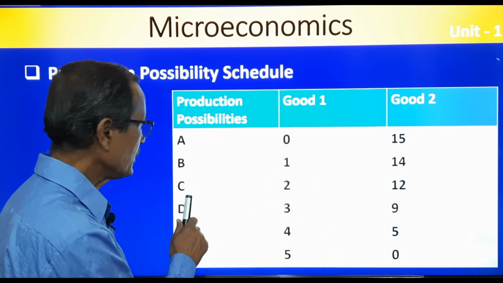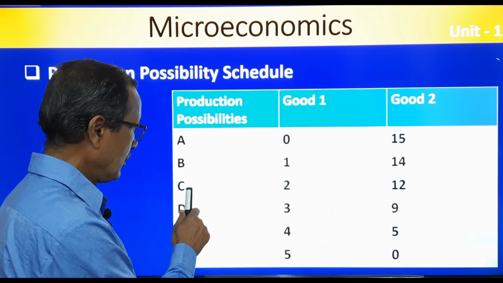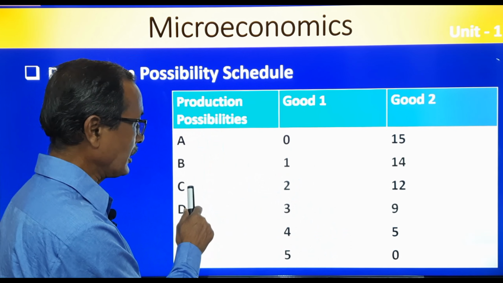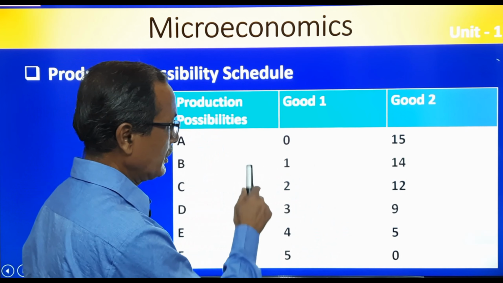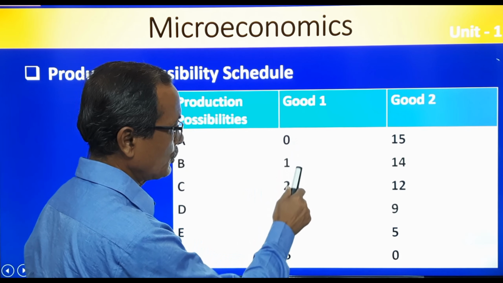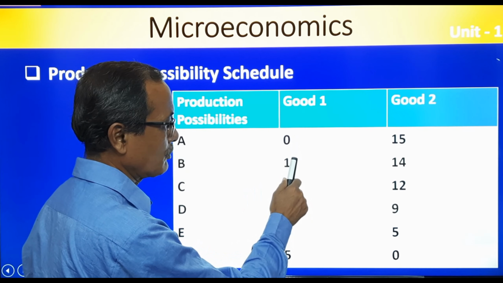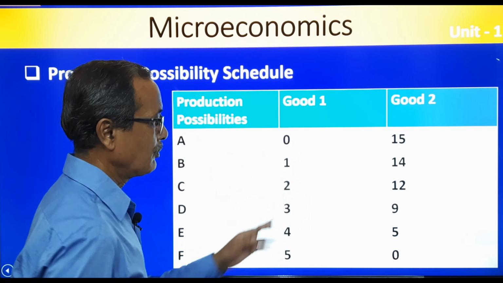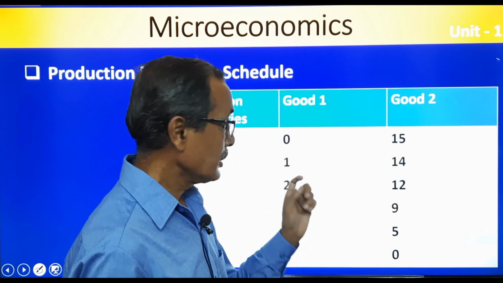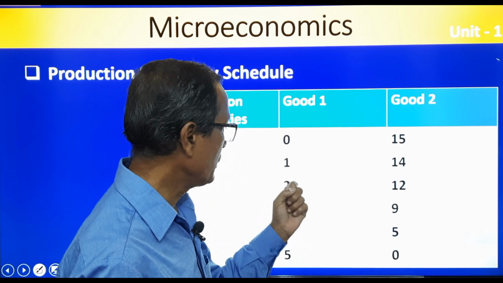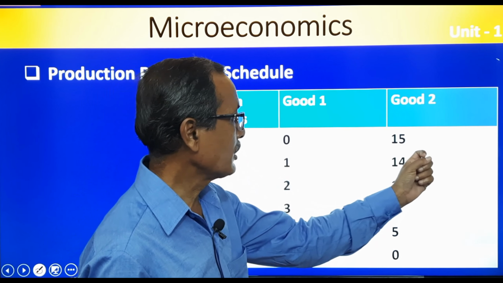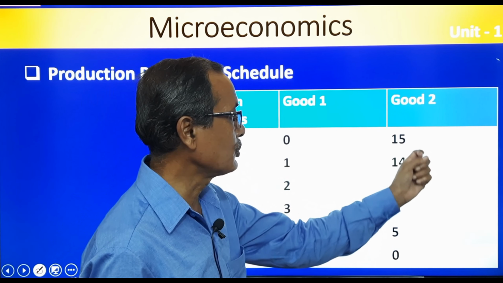Then you want to shift. Now this combination C, possible combination, in this case you can produce one more unit of good 1, that is you have increased the production of good 1 by 1 unit from 1 to 2. Now in order to produce 1 unit of good 1, you sacrifice here 2 units of good 2.